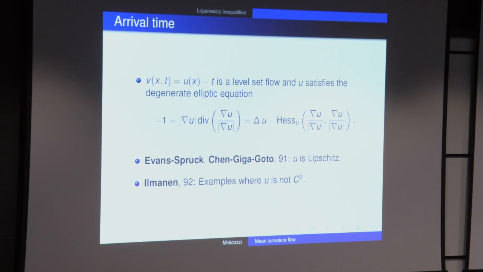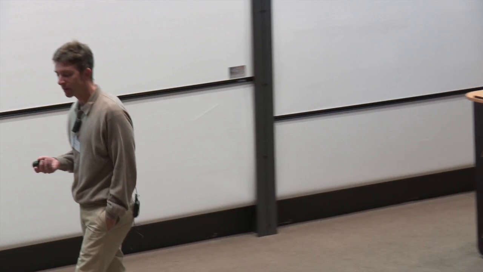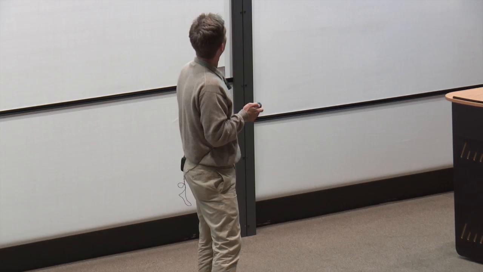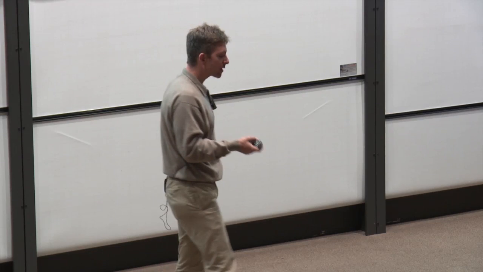In 1992, Tom Ilmanen gave examples which showed that it doesn't have to be C2. It may not be continuously twice differentiable. So in fact, the dumbbell is such an example, where this function is not C2. Okay, so the optimal regularity here. We know that it's always at least Lipschitz, and we know it need not be C2.